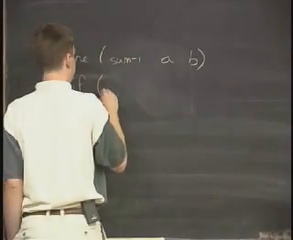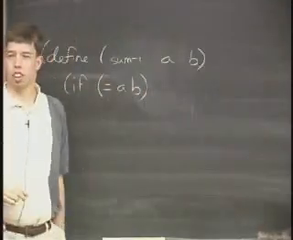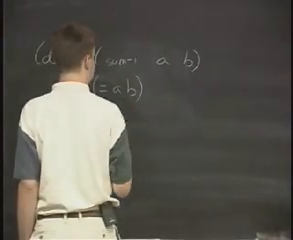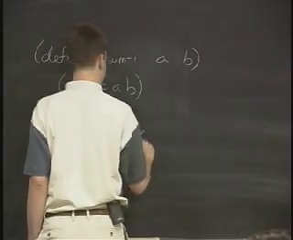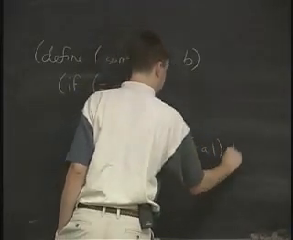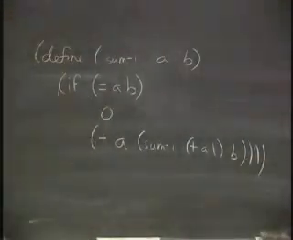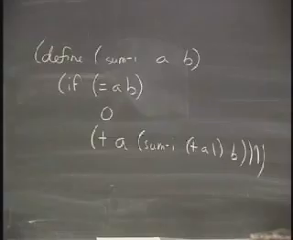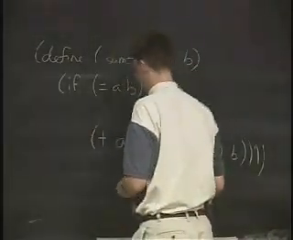If equal A, B. Actually, I can show you the compares because we haven't used those yet. If equal A, B, 0. Otherwise, plus A of sum I plus A1 B. Right? If A equals B, you're setting it to 0, not equal to A? Oh, actually, you should set it to B, shouldn't we? Or equal, one or the other. They're equal. Let's put B.